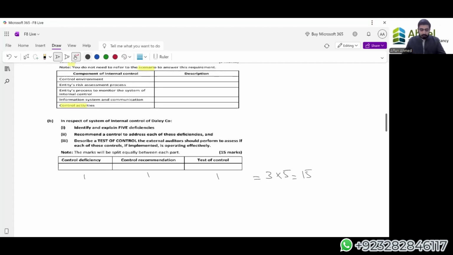Okay. Now, before we jump into the question, before we jump into the passage, how do we write an answer on control deficiency, control recommendation, and test of controls? What is the pattern of writing an answer? Now, that's what we have to see. That is the key here.